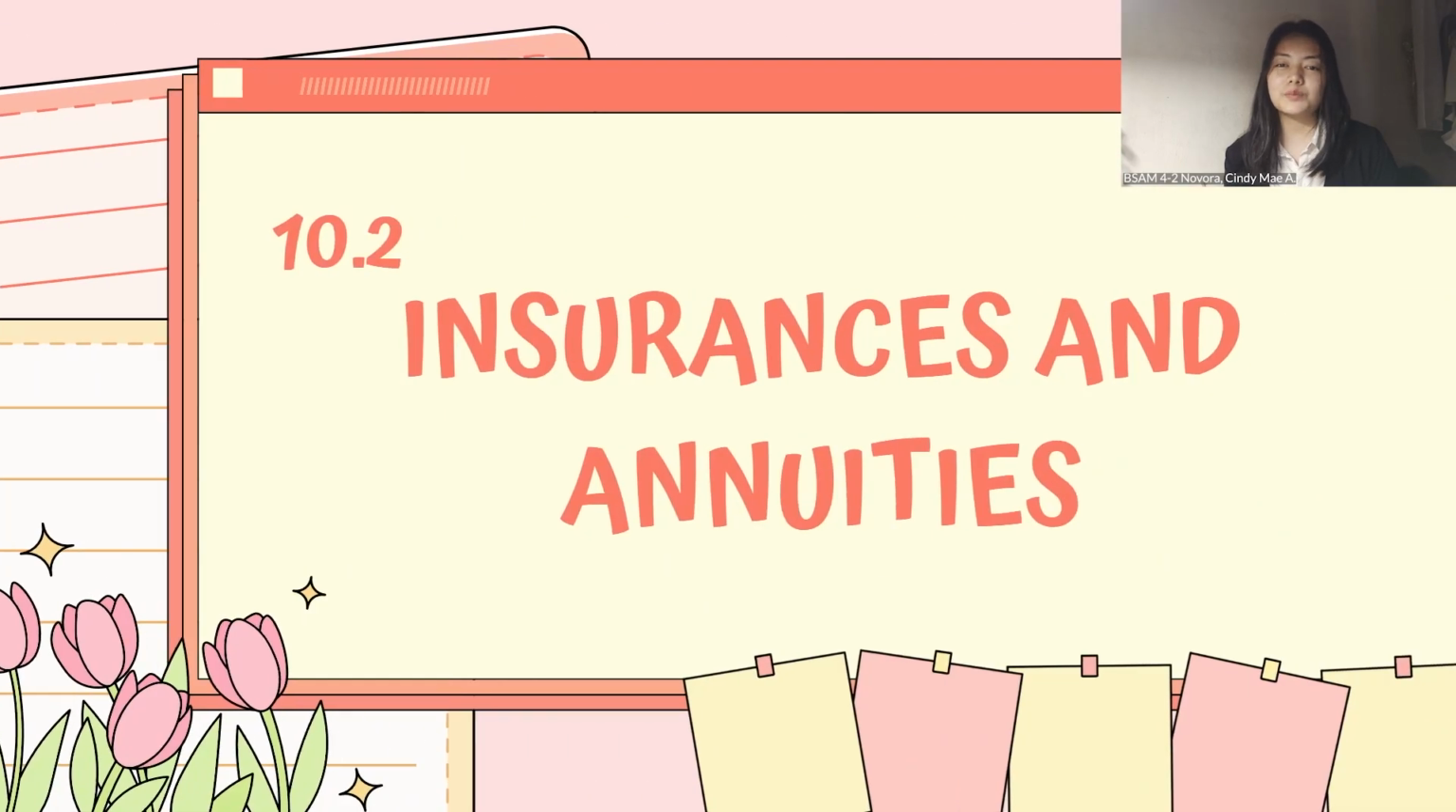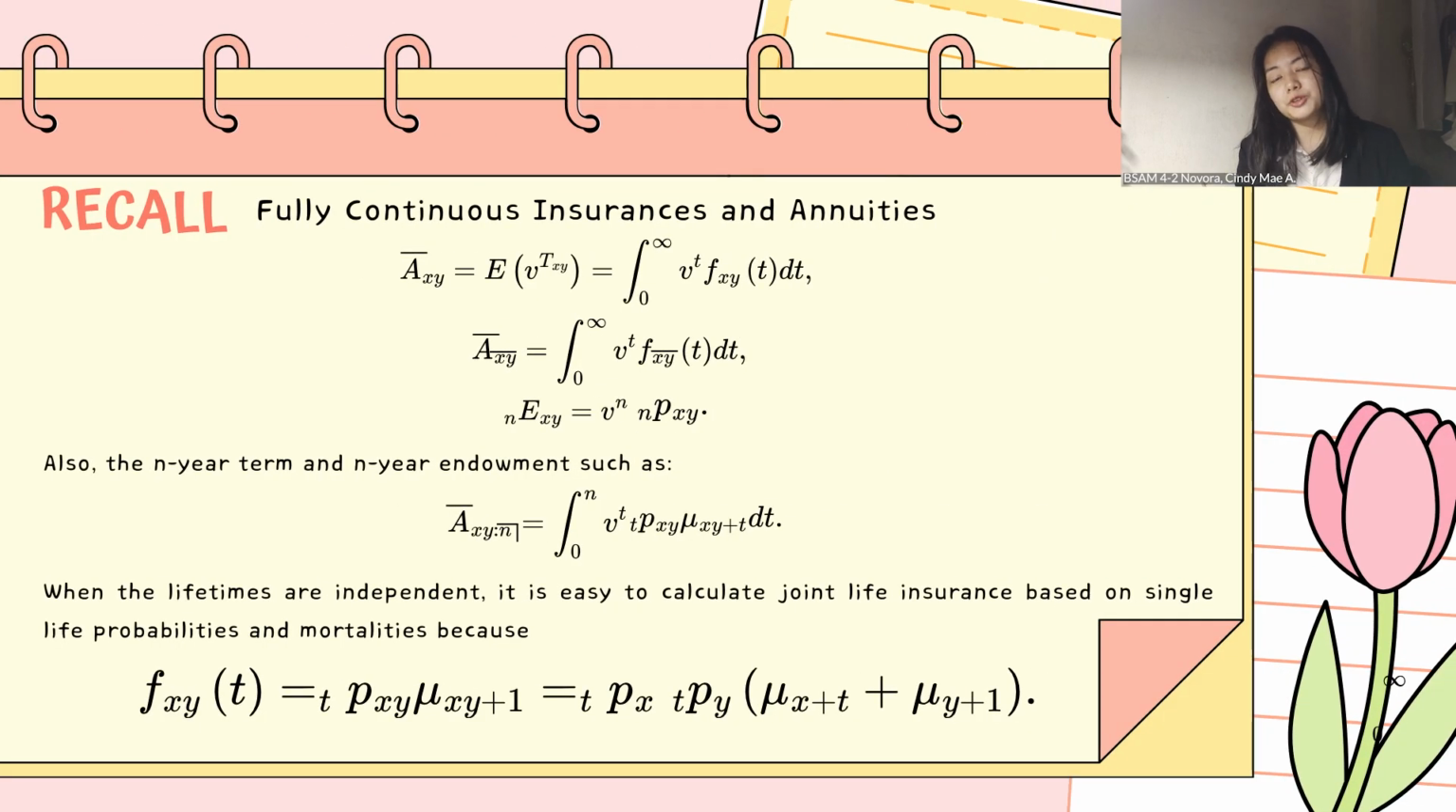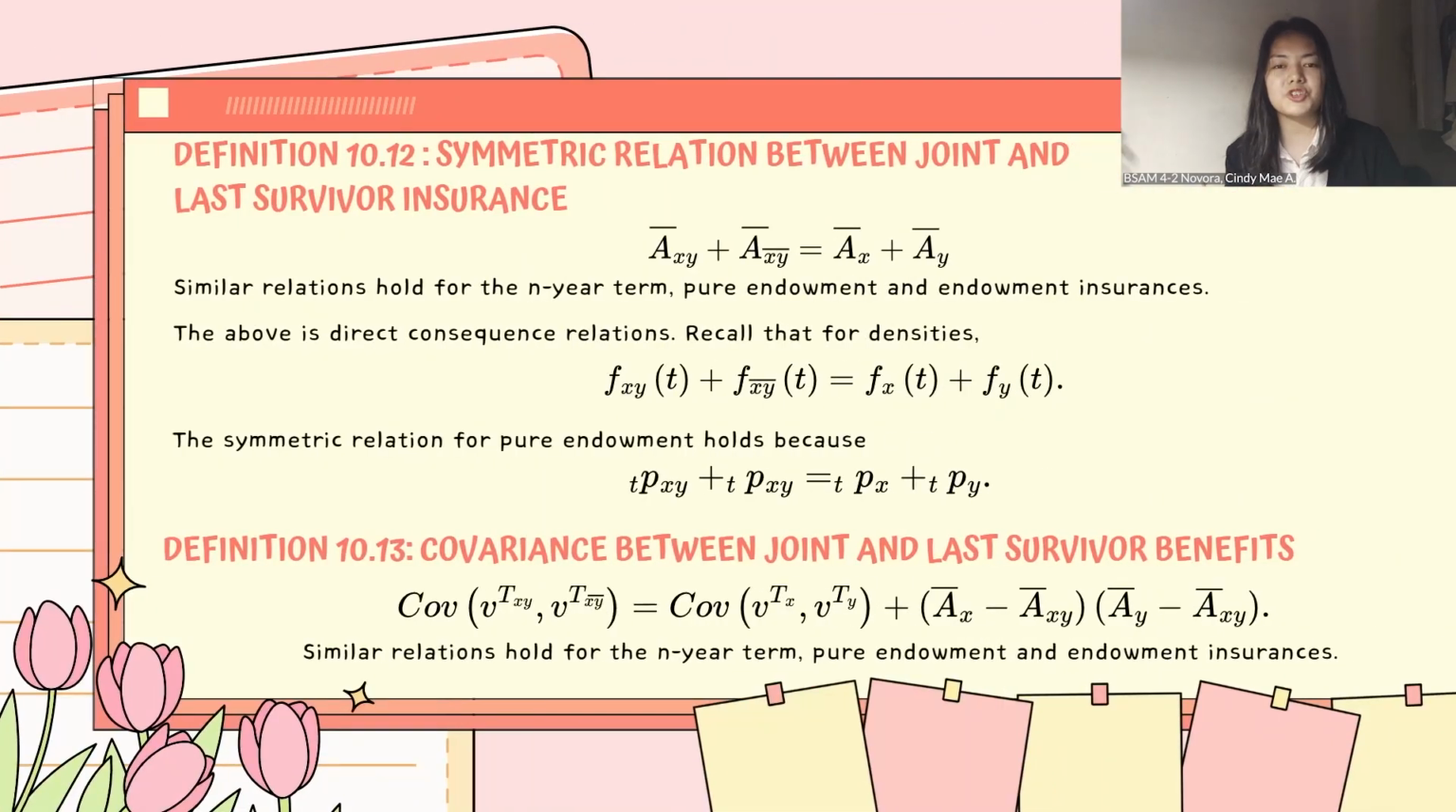In actuarial science, we use fully continuous models to calculate expected payouts. On the screen, we can see the formulas for joint life insurance and end-year term insurance, which are essential for pricing policies covering multiple lives. Now, let's move on to definition 10.12.